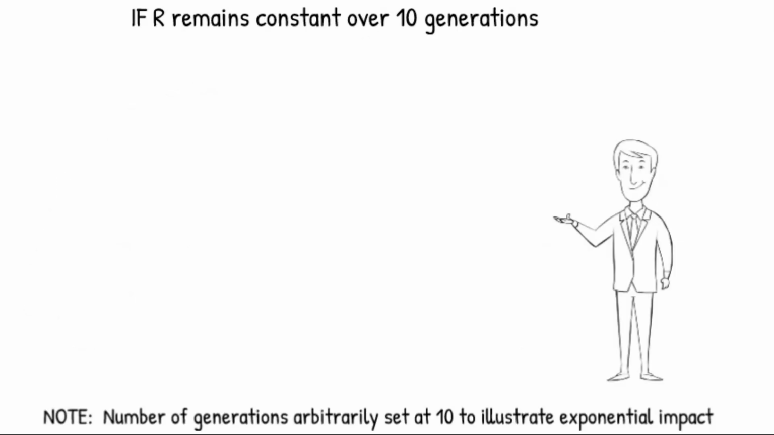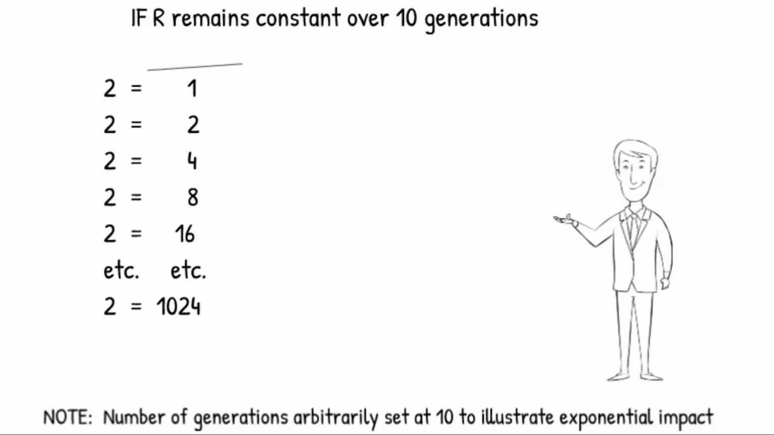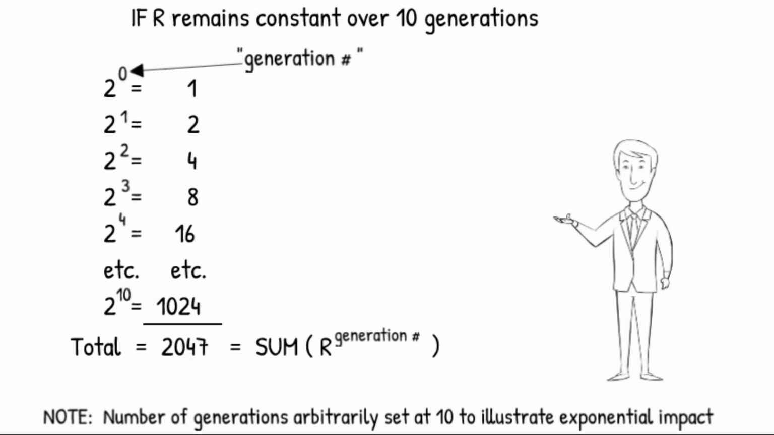So what happens to the counts if we go out 10 generations, where R is consistently 2 in that each infected person creates 2 new cases? Well, when we get to the 10th generation, we have 2 to the 10, or 1,024 new cases created just in that generation alone. And the total, 2,047, is the sum of the number of cases created at each generation, where at each generation, the number of cases created is R raised to the power of that generation number. So we have 2,047 people infected 10 generations out.